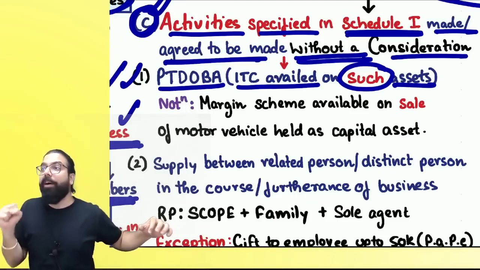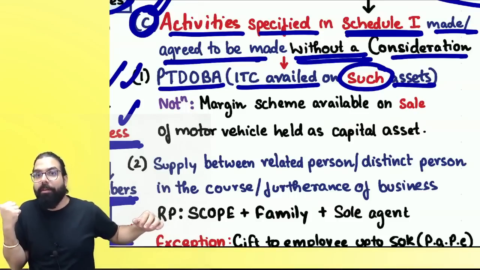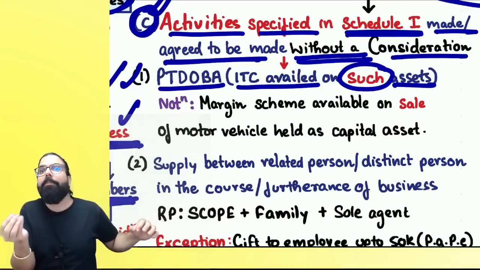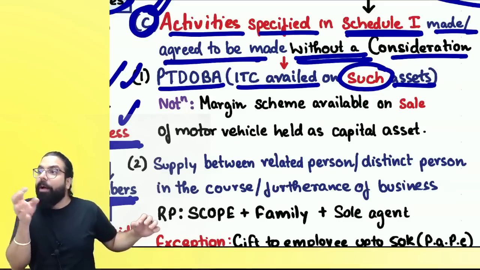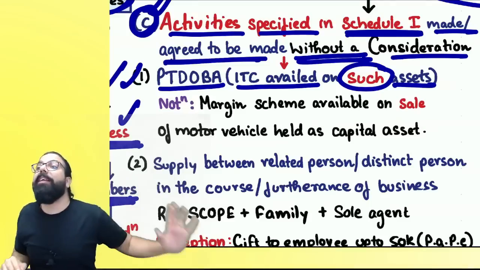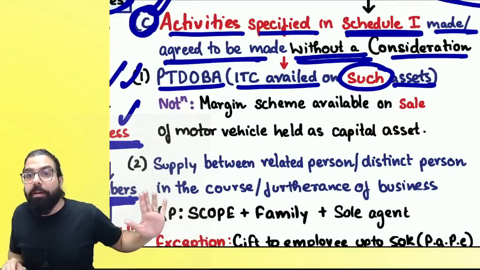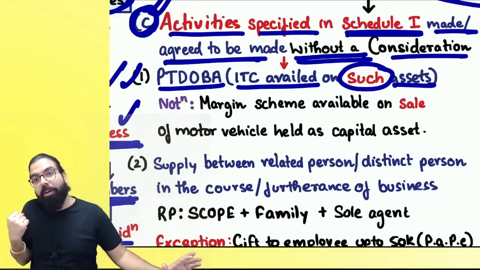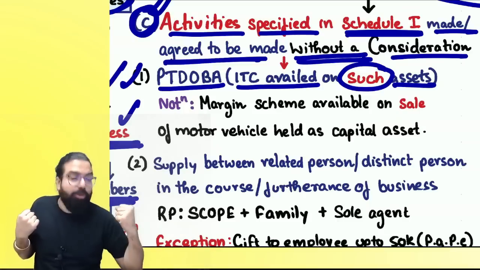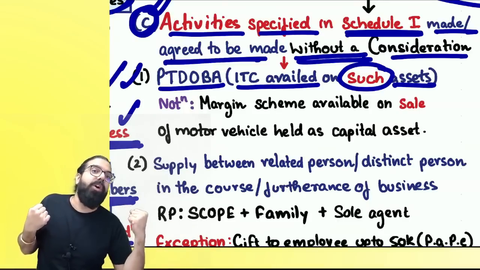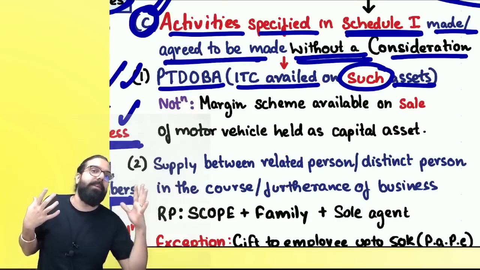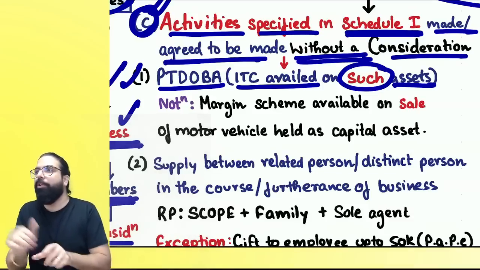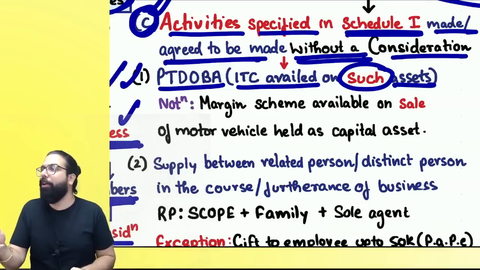I bought powder, took the ITC on powder, powder being to make medicine, right? Now I made medicine and gave the medicine free. Not a supply, because it says what you bought and took ITC on, that should be given free of cost. Only then it will be considered as supply. Are we clear, everyone? Do you guys remember? Do you guys recall? Can we go ahead, everyone?